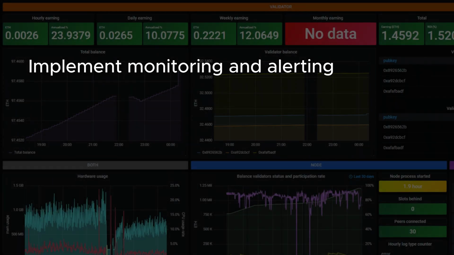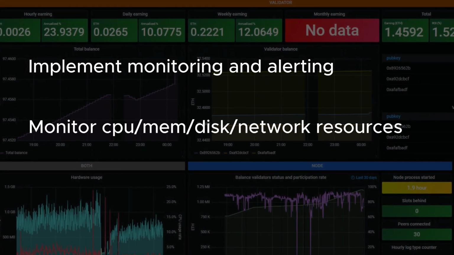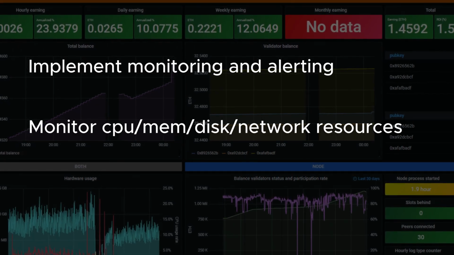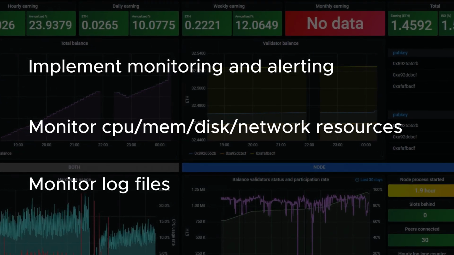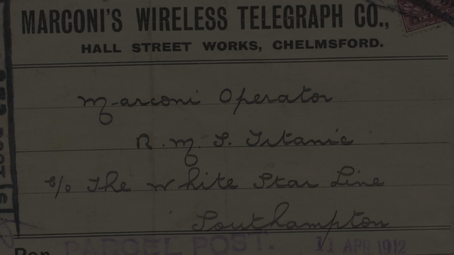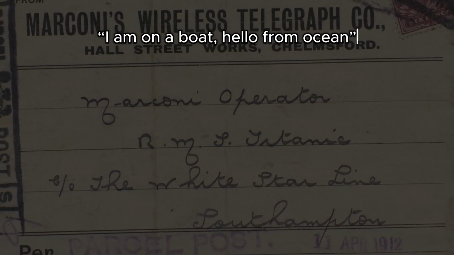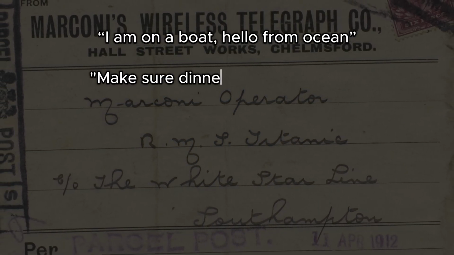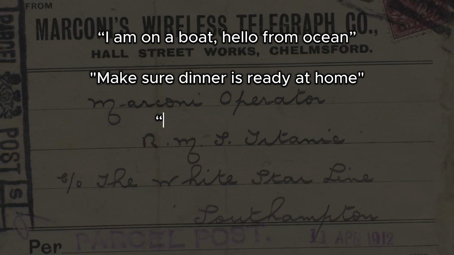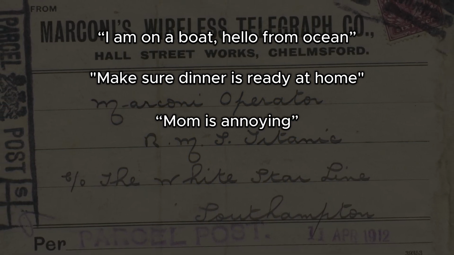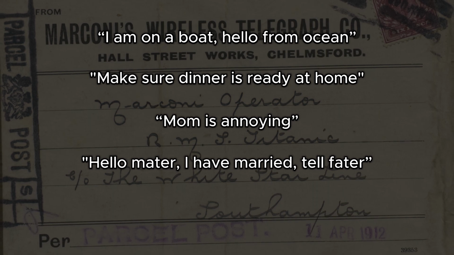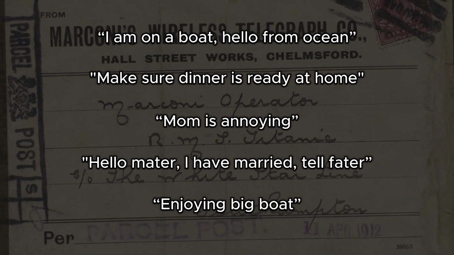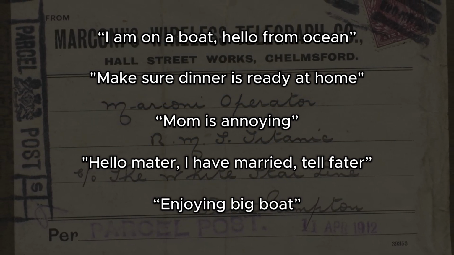Implement monitoring and alerting. Monitor CPU, memory, disk, and network resources. Monitor log files. The radio communication was used primarily to send passenger messages, although they were supposed to prioritize government and navigational messages. The operators of the radio equipment were tired and overwhelmed by their work, and thus they also neglected some of the iceberg warnings received.